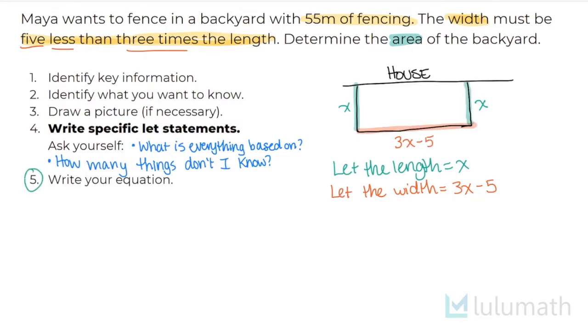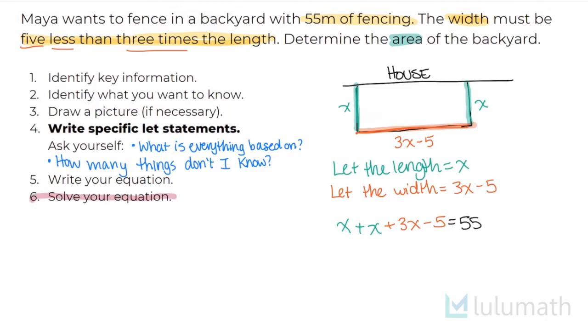This is where I'm going to start to write my equation. I know that I'm going to need 55 meters of fencing along my backyard. So this x and this x, as well as this 3x minus 5, altogether should be 55 meters of fencing. So let's write this out. I'm going to take this x, add this next x, and add this 3x minus 5, and that should altogether equal this 55 that we know is the total amount of fencing that I need.